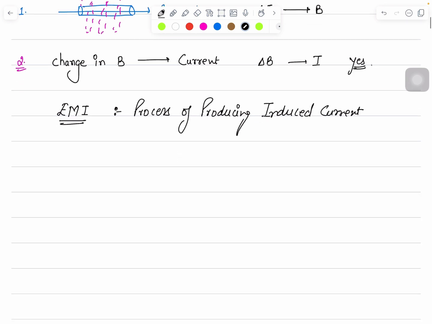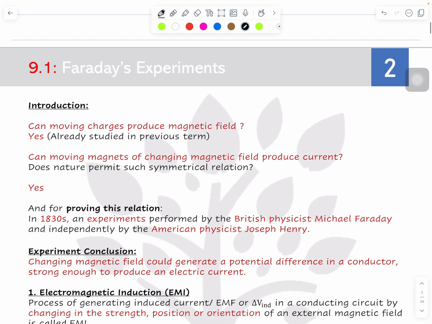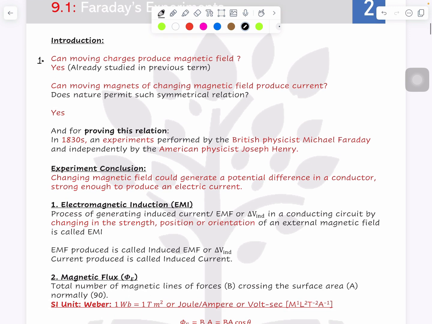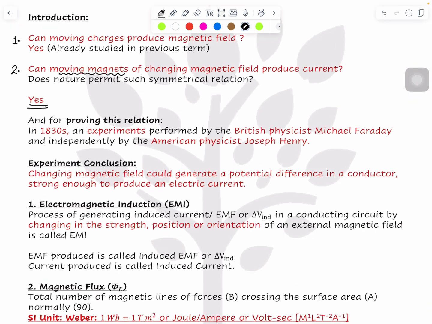Let's say, with the help of notes you can understand. The first part, I already told you: can moving charges produce magnetic field? Yes, we already learned this in term 1. Second part: can moving magnets or changing magnetic field produce current? Yes, and this is the thing we are going to learn today in this class.